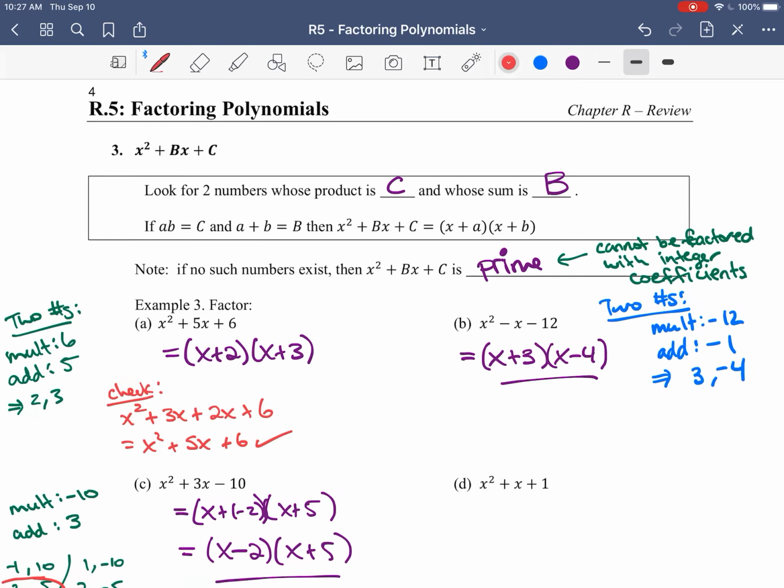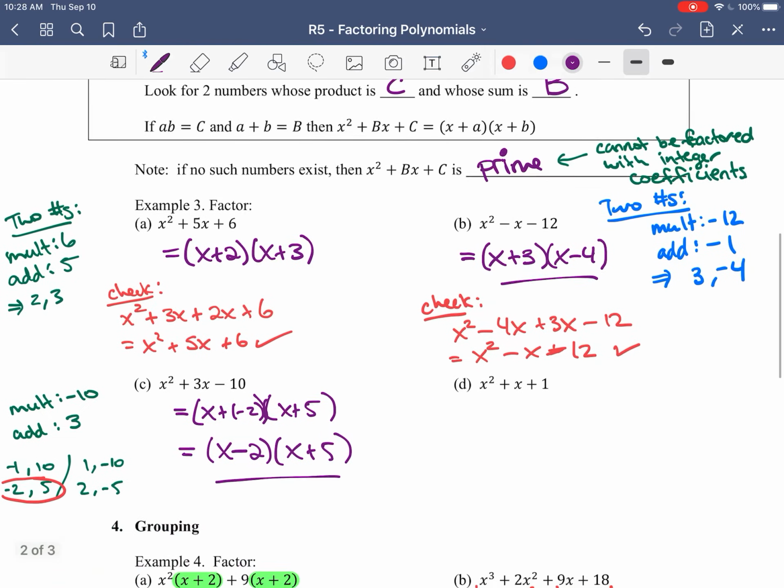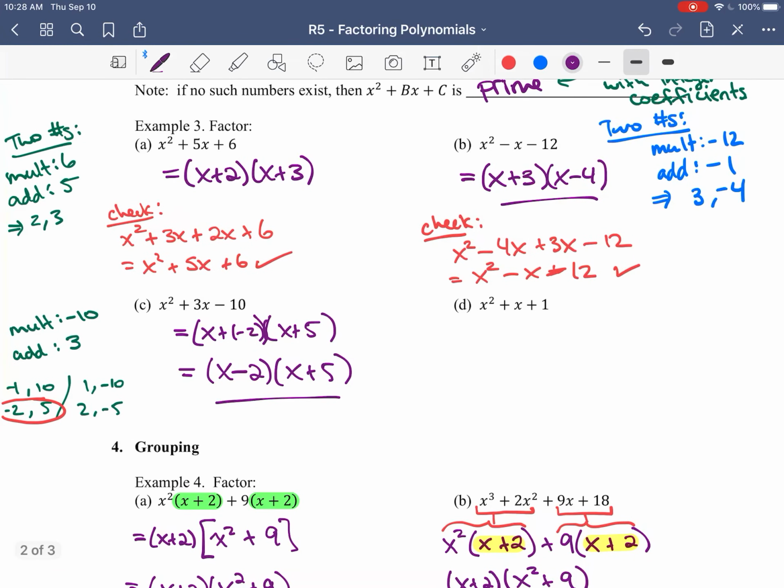And if you want to check, you can just expand it out. Okay, so we use FOIL. So the first ones, x times x is x squared. The outer ones is going to be x times negative 4, so negative 4x. The inner ones is 3 times x. And the last ones is 3 times negative 4, so negative 12. And then combining those two middle like terms, I get the polynomial that we started with. So that's good.